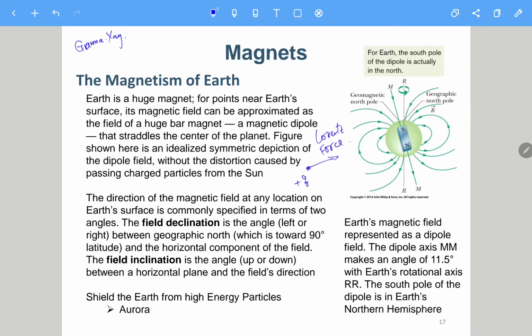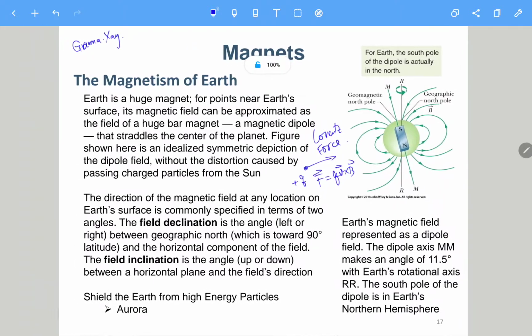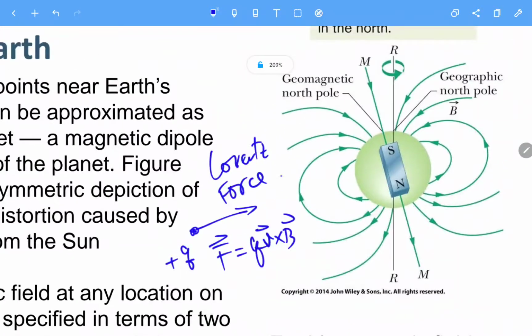We learned that in chapter 28. The Lorentz force is F equals qV cross B, where V is the velocity of the charged particle and B is of course the B field. Here suppose the B field is pointing upward. So V cross B gives a force F pointing out of the page.